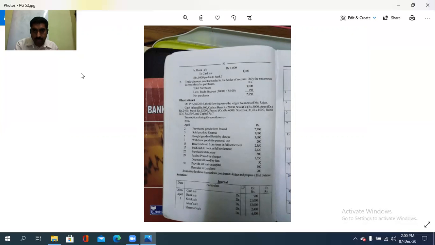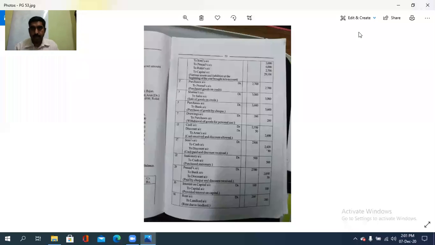Sony's amount is 3000. It is given in the question. So that is a printing mistake. Actually, Sony's account is 3000, but here they are putting only 2500. Sony's account debtor, instead of 3000, they are putting 2500 only. I don't know, that is a printing mistake.